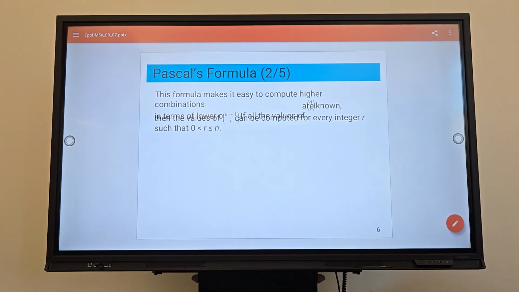This formula makes it easy to compute higher combinations in terms of lower combinations. If the values of n choose r are known, then the values of n plus 1 choose r can be computed for every integer r such that r is between 0 and n.